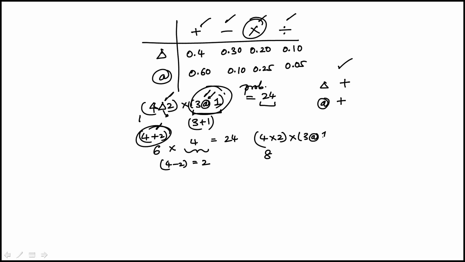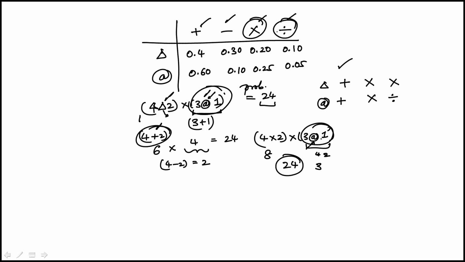And then I have to look at what are my possibilities for at. So let's just say this is multiplication. If it's plus, that doesn't work because it would be 4, and I'll get 32. Minus gives you 2. Multiplication gives you 3, and that would indeed be 24. So that's also a possibility, triangle being multiplication, at being multiplication. But it could also be division, 3 divided by 1, so that would be 3. 8 times 3 is 24. So the third possibility is triangle is multiplication, at is division.